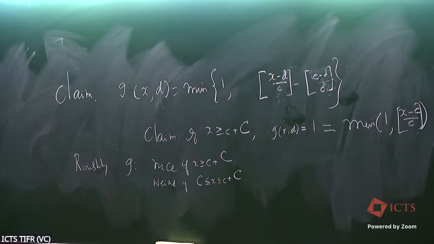I have to integrate from c to infinity. Let's recall the integral which we needed: c to infinity, summation over d, dx by x square. Therefore, for x bigger than or equal to c plus capital C, it gives you a nice value. Now for capital C less than or equal to x less than or equal to capital C plus c, what to do? Is a question.